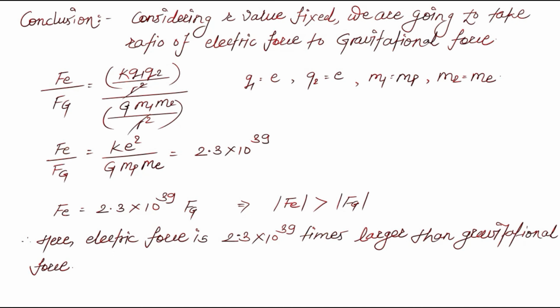As we know, the electric force between the proton and electron is attractive in nature, and the gravitational force is always attractive in nature, but the thing is its magnitude is these many times larger than the gravitational force, and this is what the conclusion is.